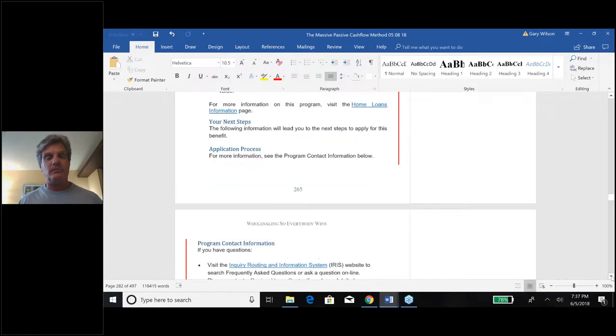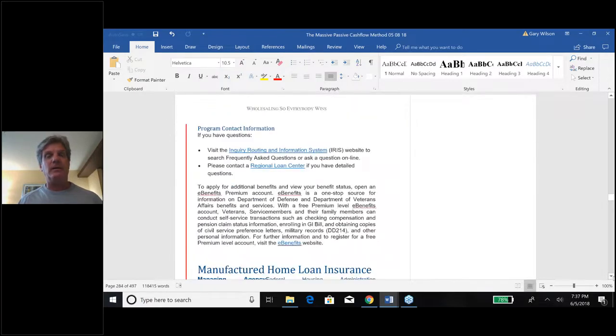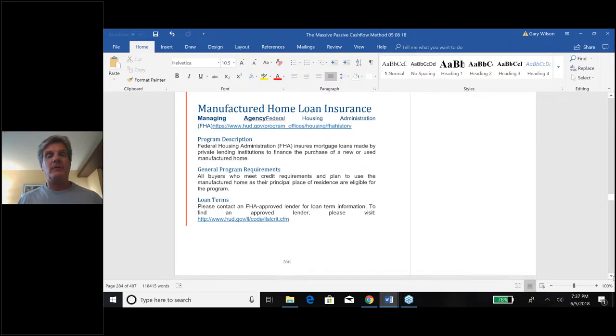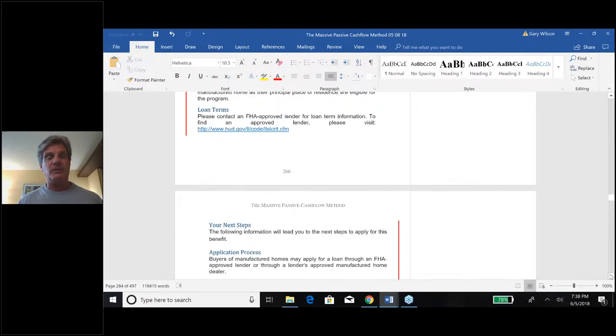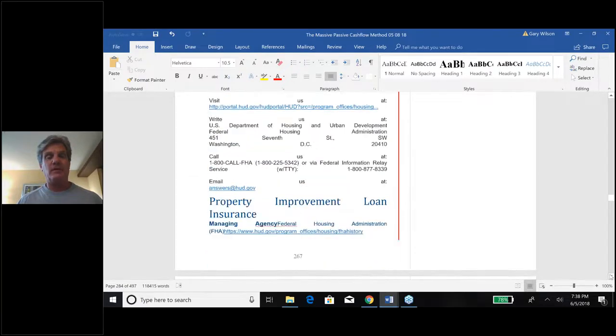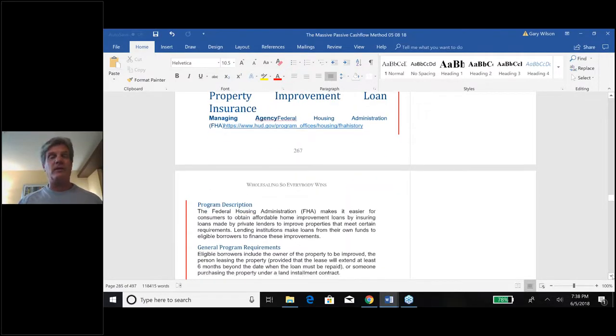Let's see, I think we're getting close to the end. Aha, here we go. Another manufactured home loan program. Again, if you want to do prefab homes, you can get loans for that from the government. There's your application process, contact information. Here's the property improvement rehab loan, basically. For FHA, it makes it possible to get affordable loans for people who are engaged in remodeling projects.